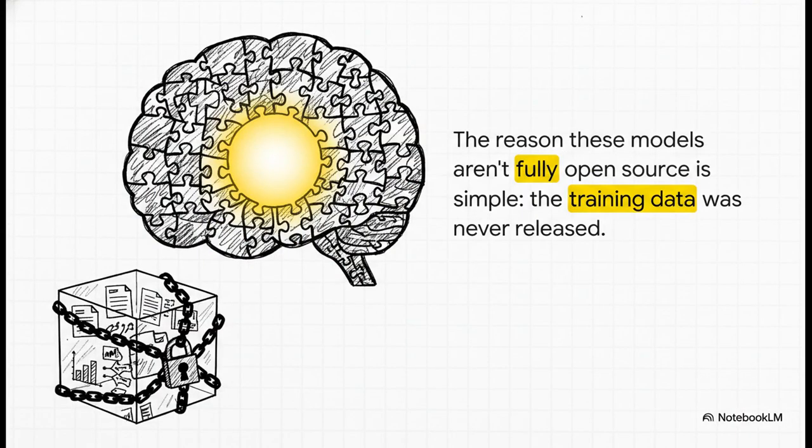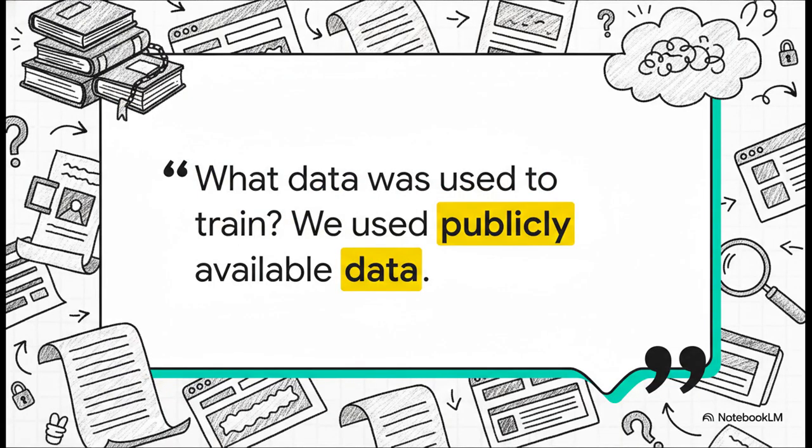And that's it. That's the missing piece. The reason this whole promise comes with a catch is simple and direct. The training data, the very foundation of the AI's knowledge, its personality, it was never made public. So when they were asked about this, the official response was, well, pretty vague. To the direct question, what data was used to train it, the answer was simply, we used publicly available data.